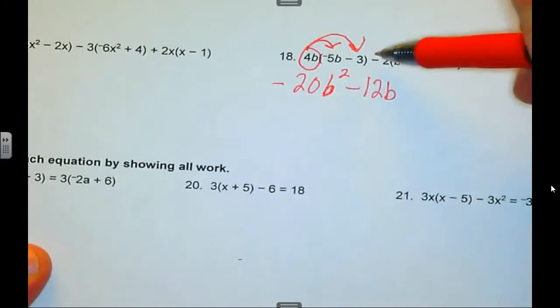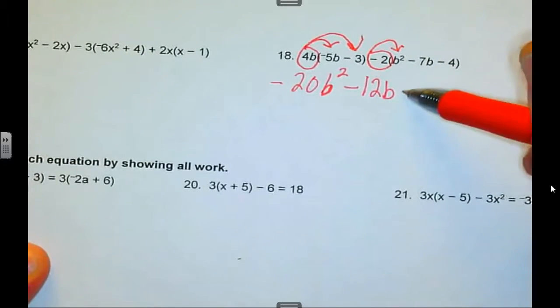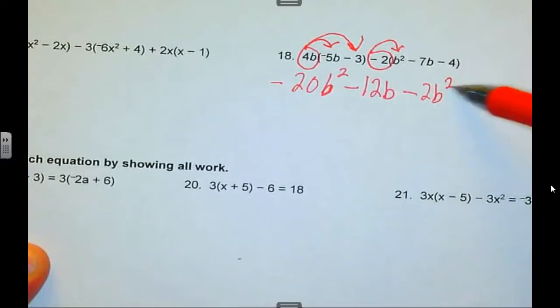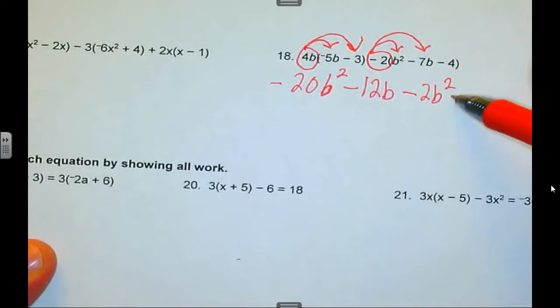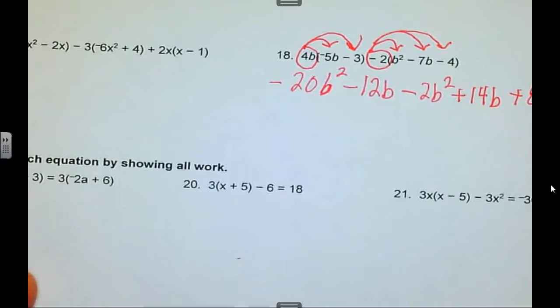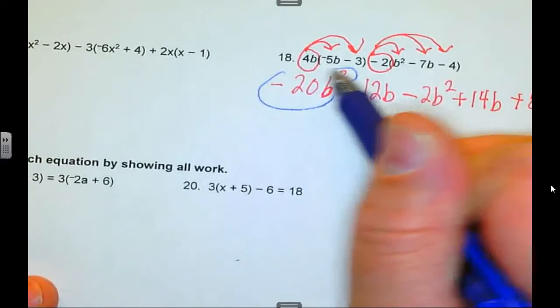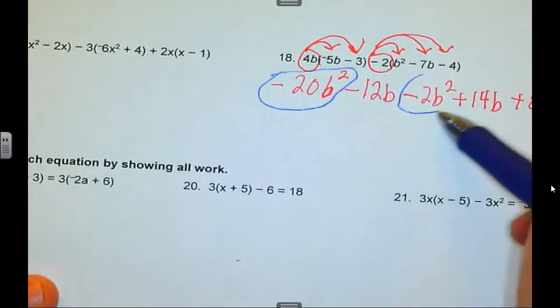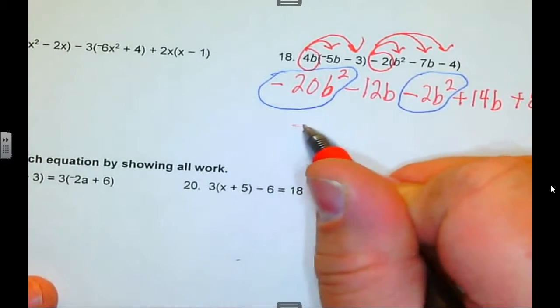Good. Negative 2 times positive b squared. Negative 2 times negative 7b. Good. Negative 2 times negative 4. Good, guys. Like terms. There's a b squared and another b squared. Both negative. Good.